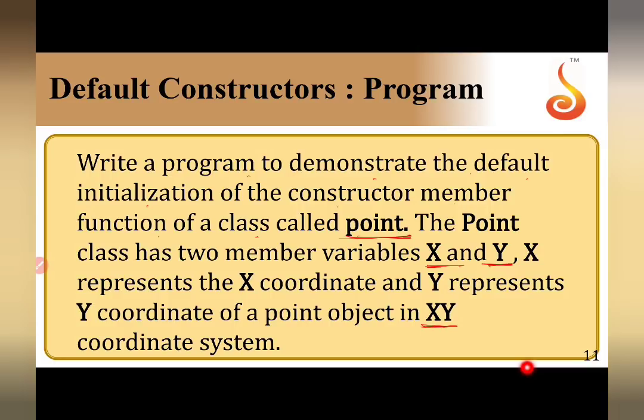Fine. So what we have to do is write one program which gives the initial value for the x and the y coordinate, and we will print it. So the name of the class is point and the name of the constructor will also be point, and we need to use a default constructor, which means that there will be no arguments passed to the constructor. Please go through this statement and make a note of it.